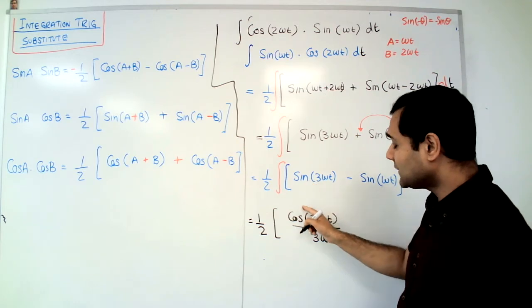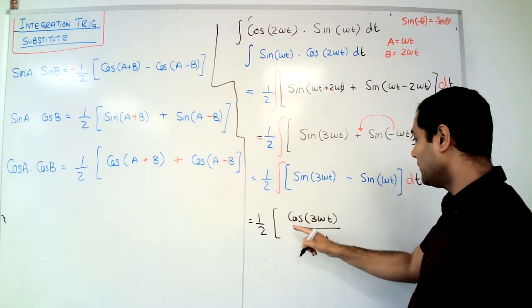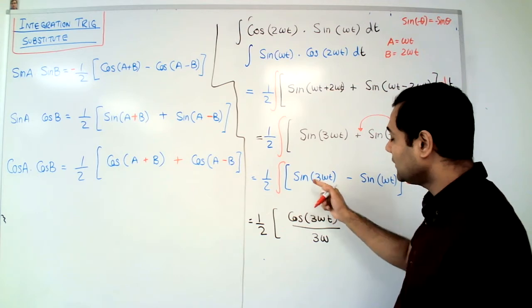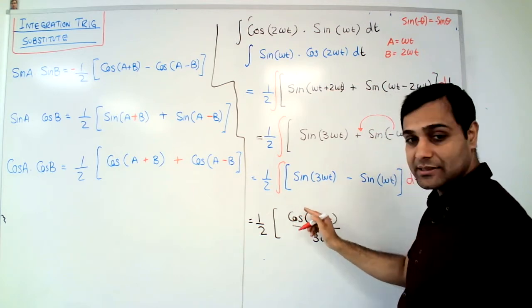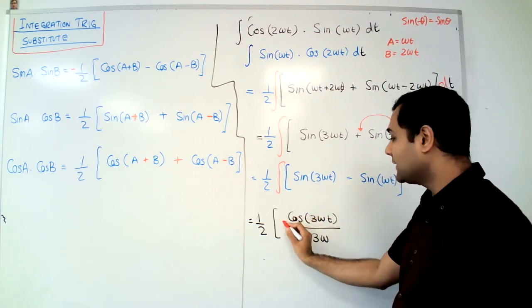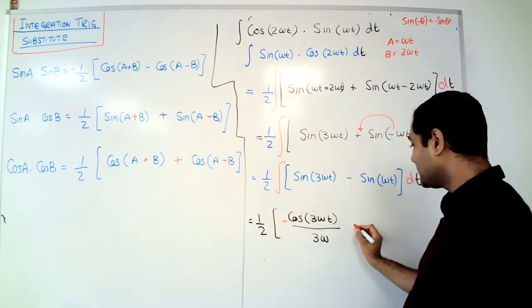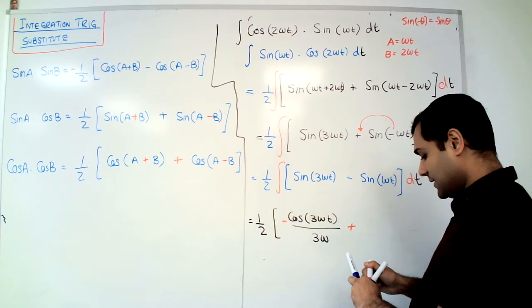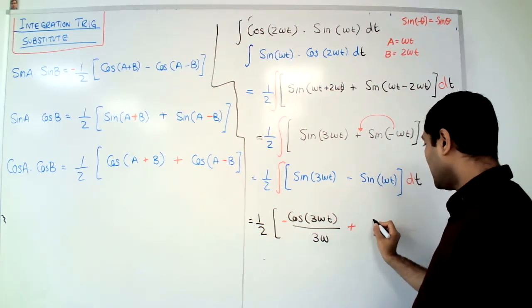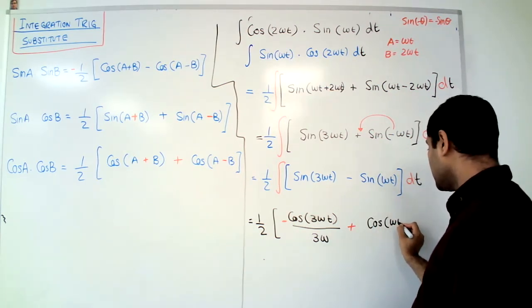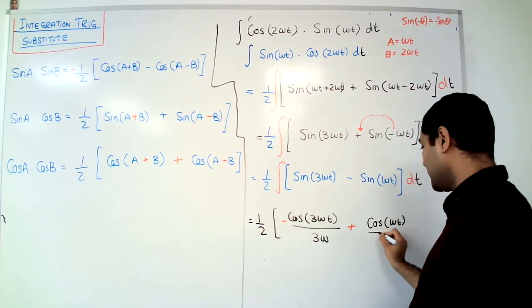Now, the integral of the sine is, I missed the sign here, I will write it down. The integral of the sine is a minus cos. And that one becomes a minus cos. So this minus is already here. Minus and minus become a positive. And this thing will become cos 1 omega t over omega.